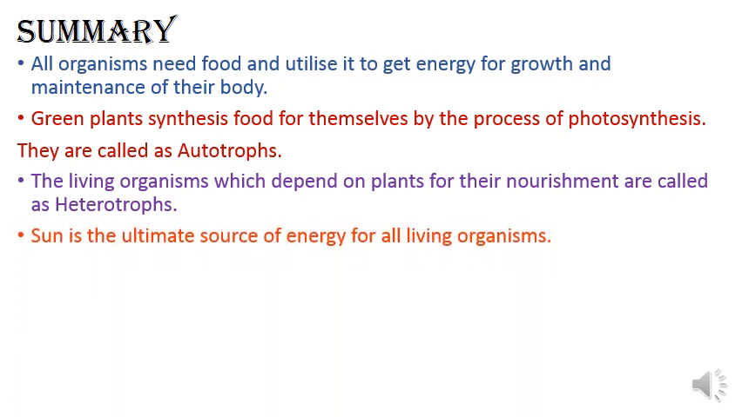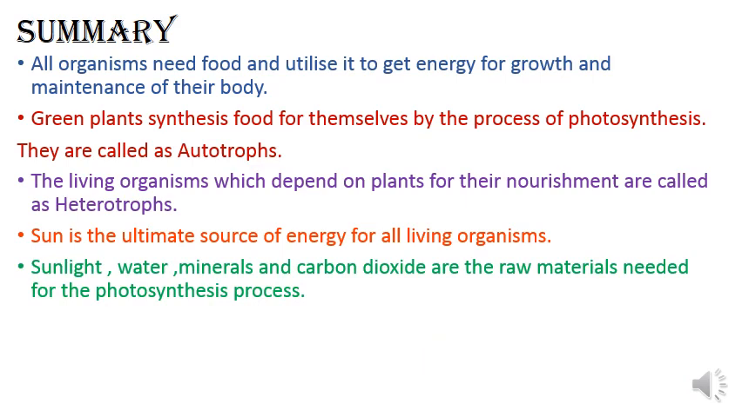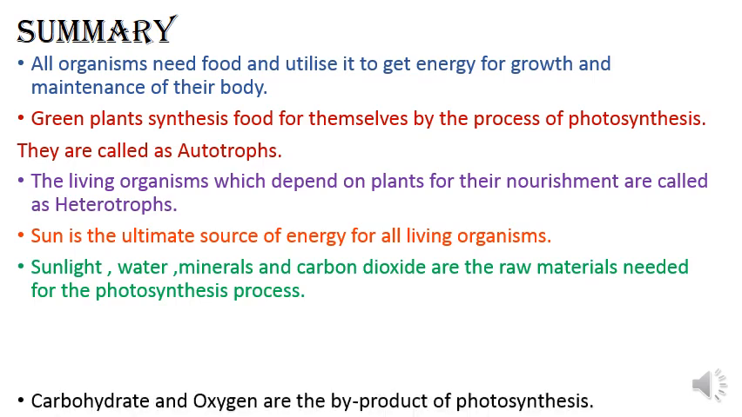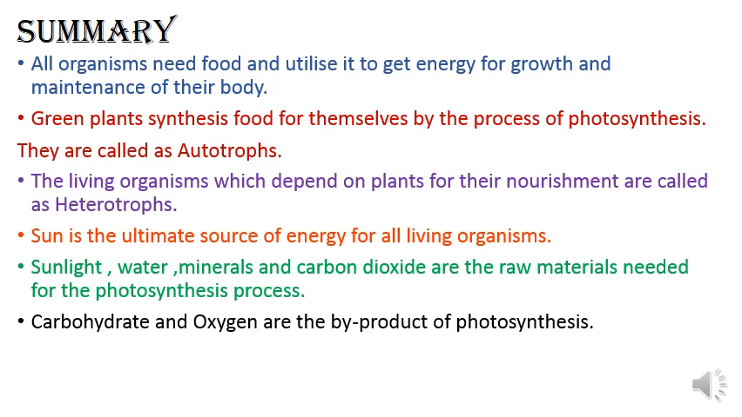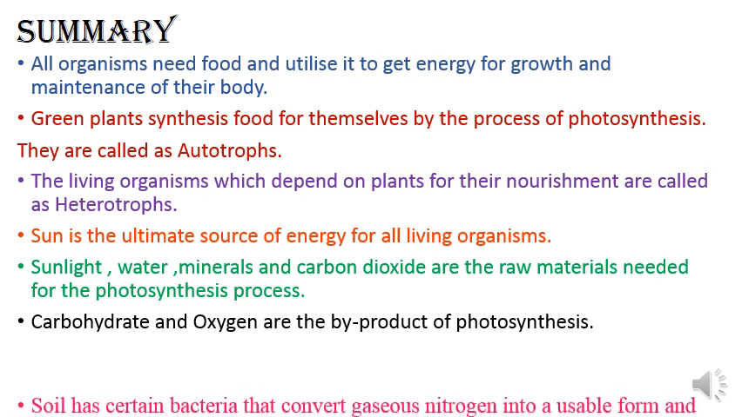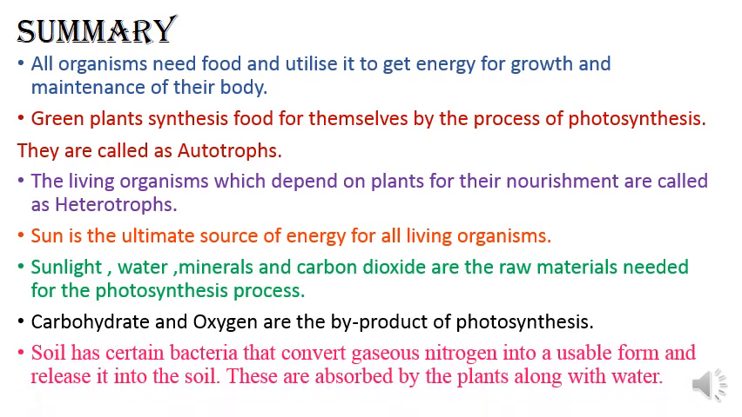Sun is the ultimate source of energy for all living organisms. Sunlight, water, minerals and carbon dioxide are the raw materials needed for the photosynthesis process. Carbohydrate and oxygen are the byproducts of photosynthesis. Soil has certain bacteria that convert the gaseous nitrogen into a soluble form and release it into the soil. These are absorbed by the plants along with the water.